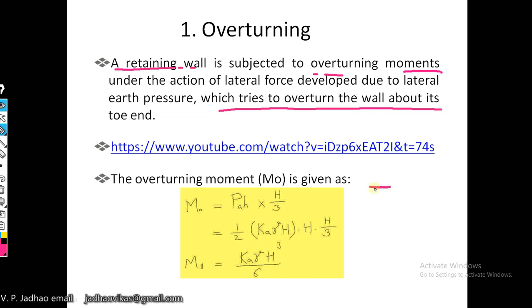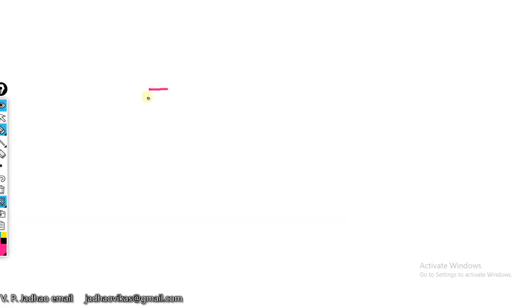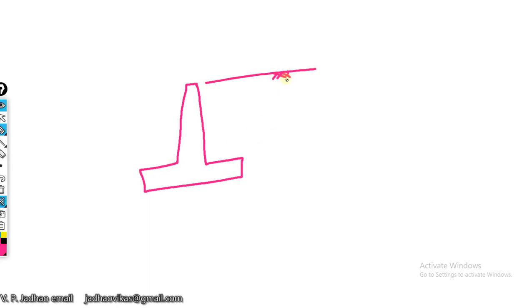So let us consider this is your retaining wall. Let us consider this is again a cantilever retaining wall, and some ground level is there. Now this retaining wall will be subjected to some active earth pressure, with intensity Ka gamma H. Let us consider the total height of this retaining wall is capital H.